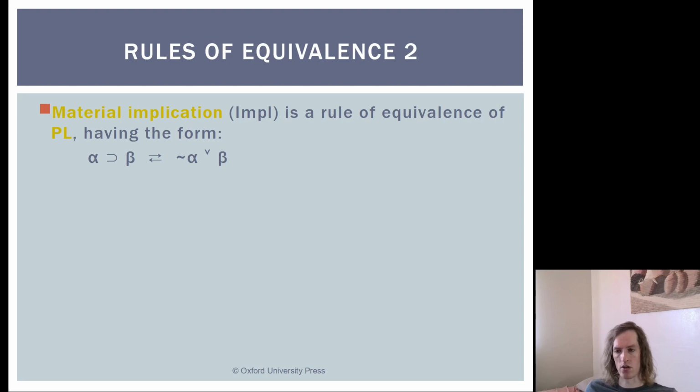So we have 3 other circumstances. Alpha can be false and beta can be true. Alpha can be false and beta can be false. Or alpha can be true and beta can be true.